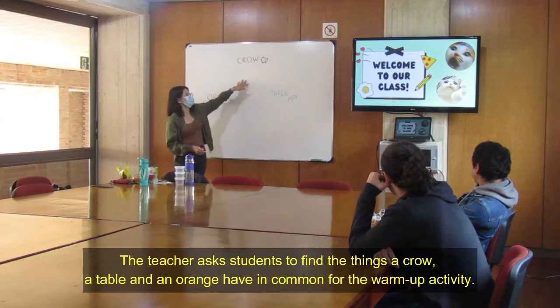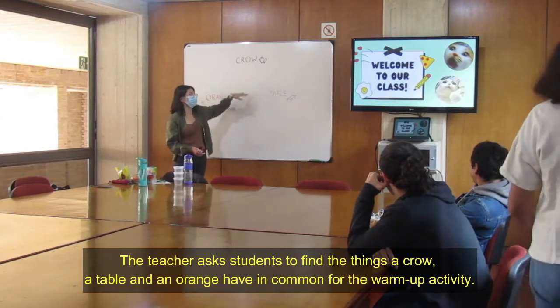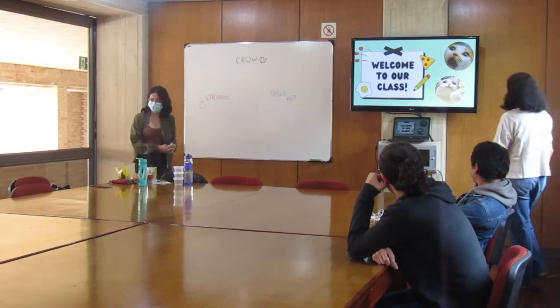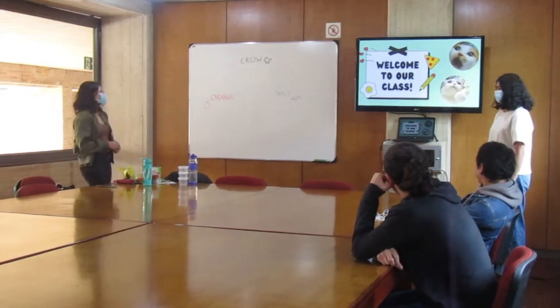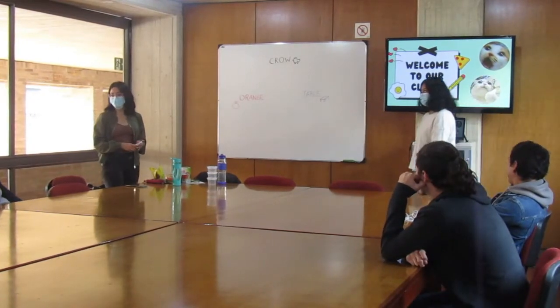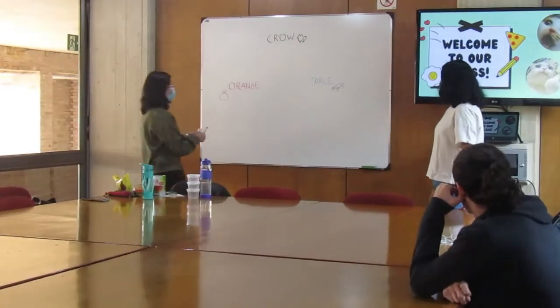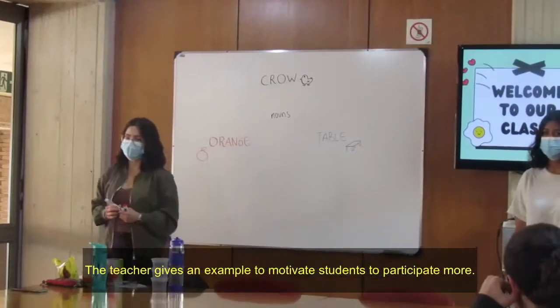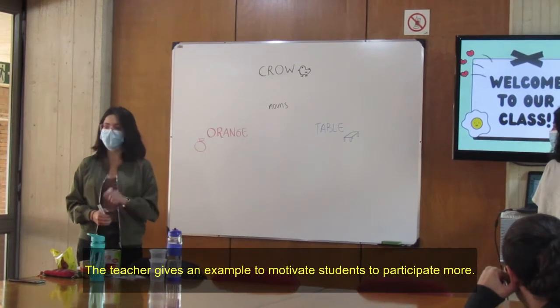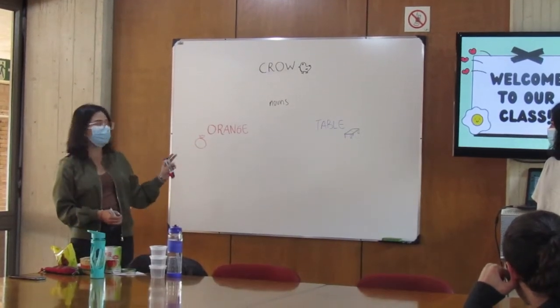Or what does a crow and a table have in common? Or what do the three of them have in common? They are all nouns. That's a really good answer. For example, I can help you with one. A table and a crow both have legs.